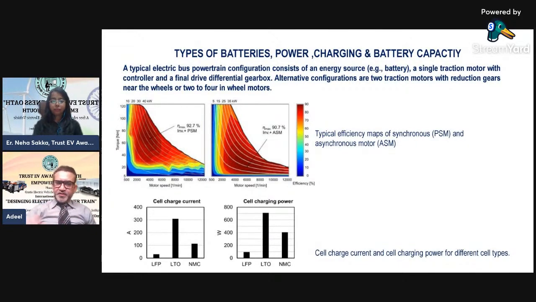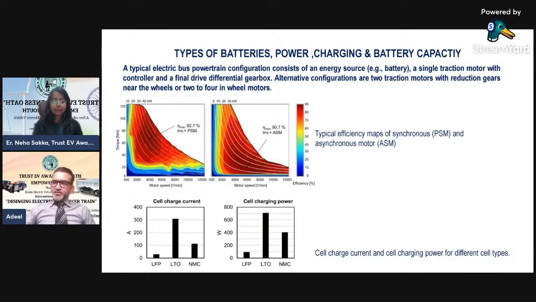Now, in this diagram, if you look at it, it is a typical efficiency map of synchronous PSM and asynchronous motor ASM. I know these are very difficult terms for you, even for me, because these are very engineering terms. But these are typical terms used to derive the efficiency of the electric battery in the buses. Again, cell charge current and cell charging power for different cell types are also there. So I've also mentioned cell charge current and cell charging power there. Again, for you to know and understand, I'm sure these are very difficult terms. Even for me, it is at times difficult to understand how the types of batteries, power, and charging battery capacity work.